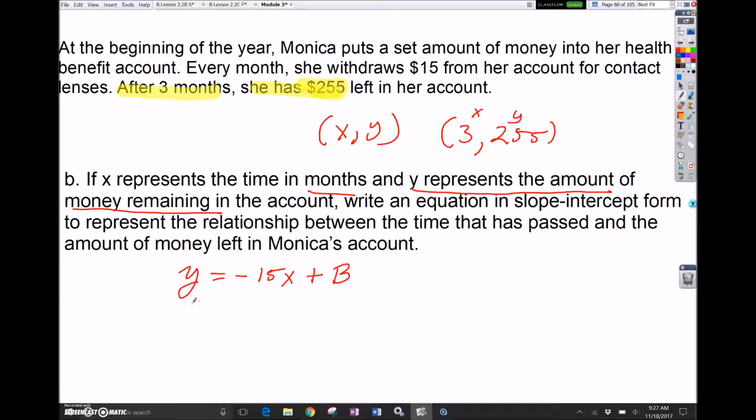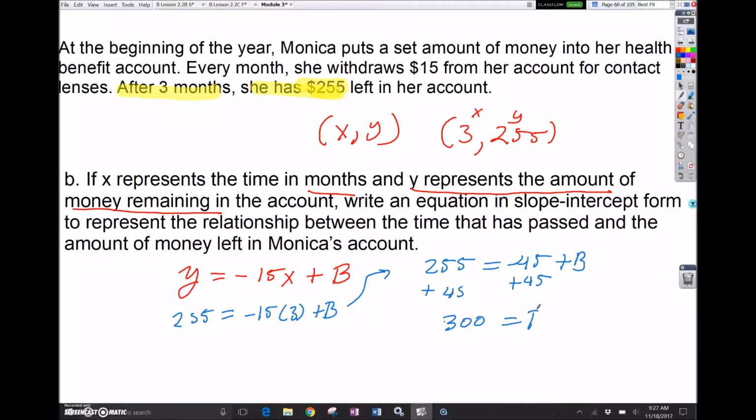So in blue, it would look like she has $255 is equal to negative 15 times 3 plus B. So then up here, it would look like 255 is equal to negative 45 plus B. And I'm going to add 45 on both sides to get 300 is equal to B. So that's how much she starts with. So the equation of the line would be Y equals negative 15X plus 300. And it makes sense. The total amount of money she has in her bank account is the $15 she spends per month plus the $300 she started with.